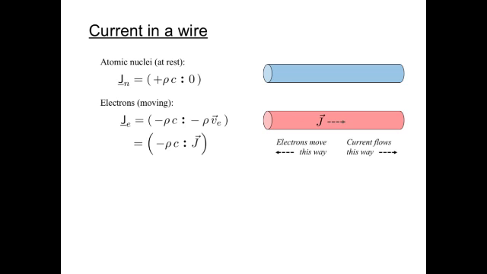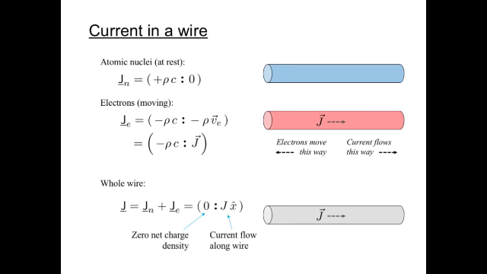Now if we add them together to get the total current 4 vector for the wire, we find that the time parts, the charge densities, cancel out. The wire is uncharged when you combine the nuclei and the electrons, but there's left over some spatial component, which is the current flow along the wire. So there's 0 net charge density, but there's a net current flow along the wire.